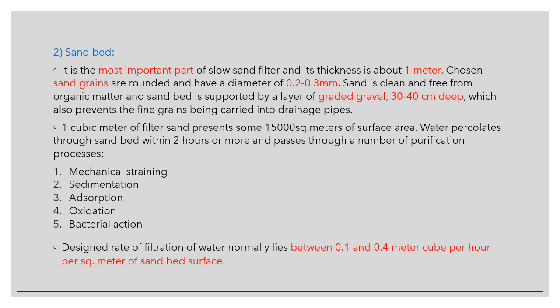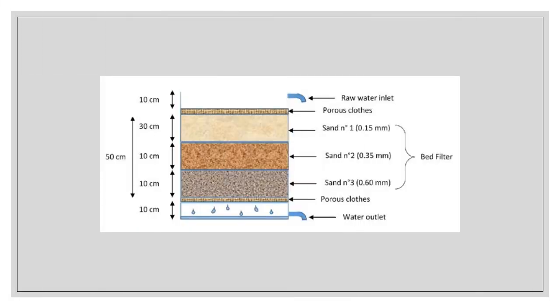The design rate of filtration of the water normally lies between 0.1 and 0.4 meter cube per hour per square meter of the sand bed surface. Just remember the 0.1 to 0.4 number and notice how it's quite small, which comes to show that this is a slow filtration process. Now, in the sand bed, the sand particles are of different sizes.